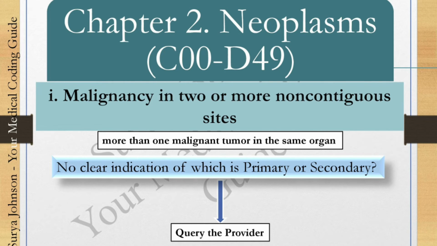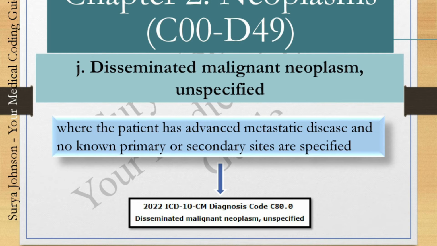So, the next scenario is J, disseminated malignant neoplasm unspecified. So, what is disseminated? It means the patient has advanced metastatic disease, like the patient's metastasis has advanced into various organs or various parts of the tissues or body. So, there is no known primary or secondary sites. They cannot differentiate the primary or secondary site, or give clarity on which is the primary site or the secondary site. In this scenario, you will code this disseminated malignant neoplasm unspecified, which is C80.0.